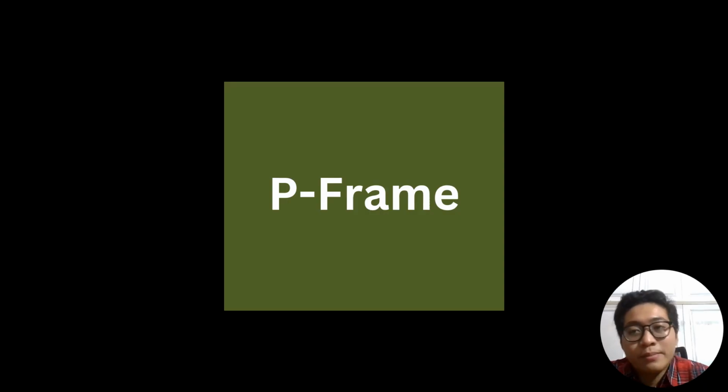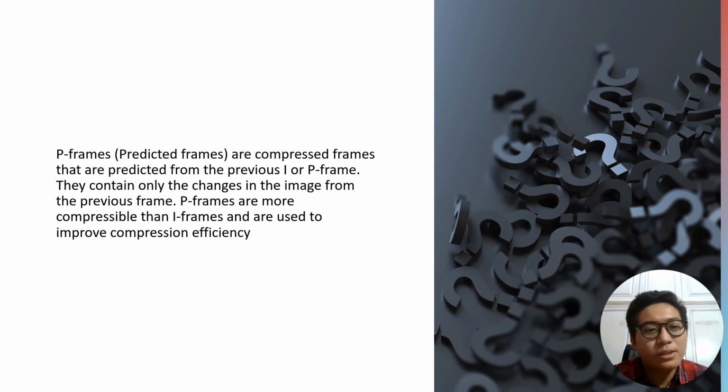Next is the P-frame. P-frames, or predicted frames, are compressed frames that are predicted from the previous I or P frame. They contain only the changes in the image from the previous frame. P-frames are more compressible than I-frames and are used to improve compression efficiency. An example of P-frame here is my face cam. You can see that the cupboard behind me doesn't change whatsoever, and you can just tell the P-frame to let the background stay the way it is. You don't need to save the footage of the cupboard again and again, you just need to save the information.